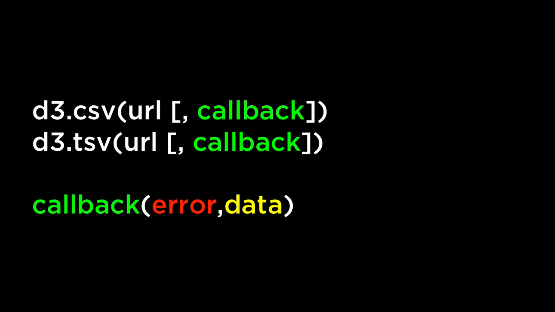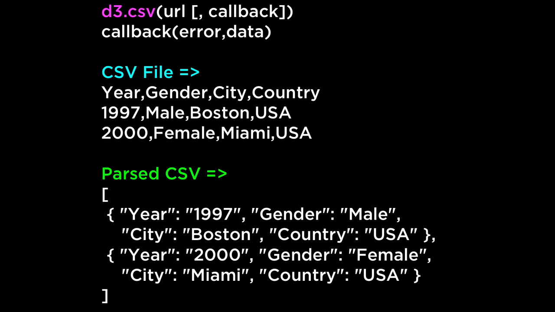The D3 type specific request call will invoke the callback function with two arguments, the error and the data. The error, if it exists, is the error for why the request failed, and the data will be undefined. If no error, then the data will contain an array of parsed rows from the CSV or TSV file. This is what it means when D3 takes in a CSV or TSV file and parses it into an array of parsed rows. Each array item is a JavaScript object where everything, even numbers, are strings.